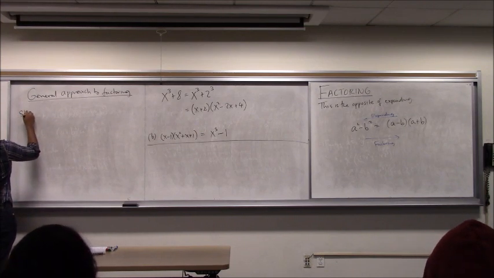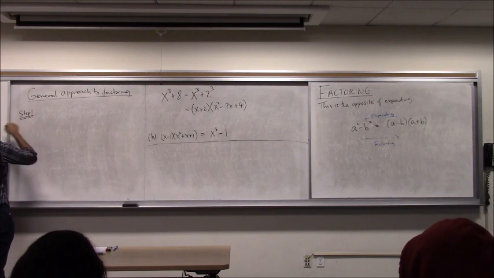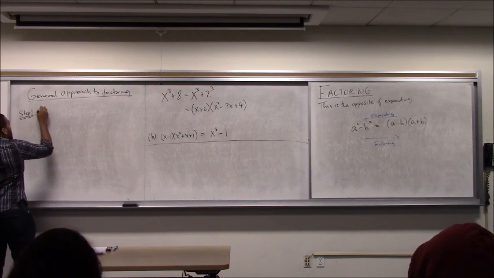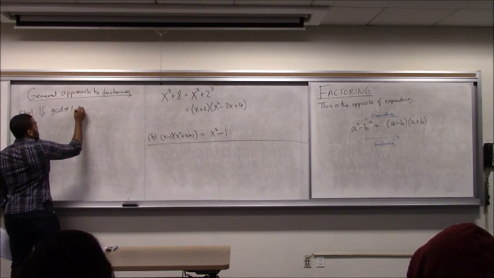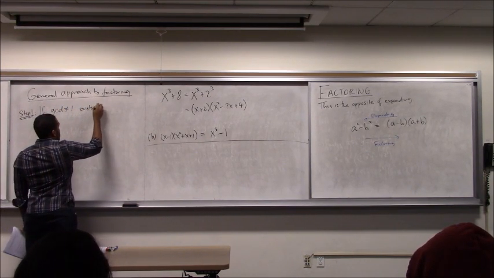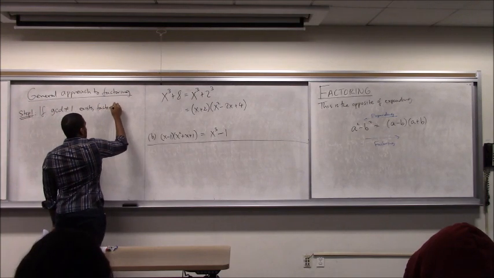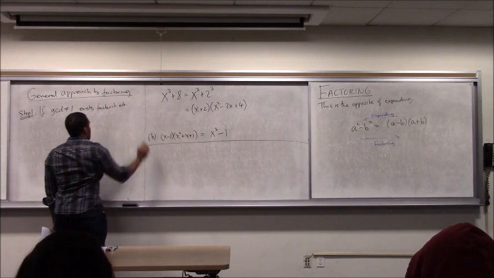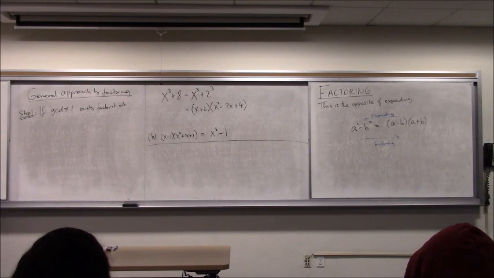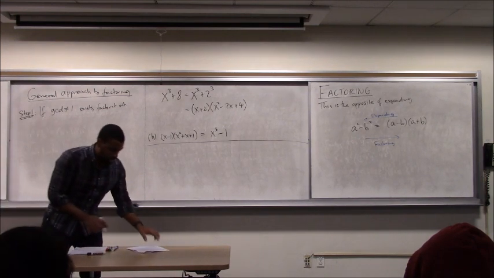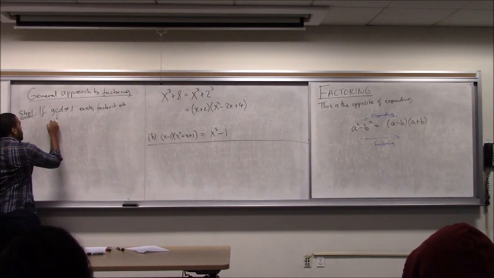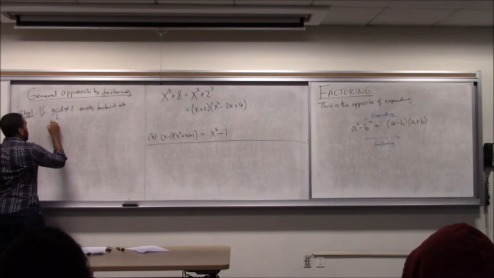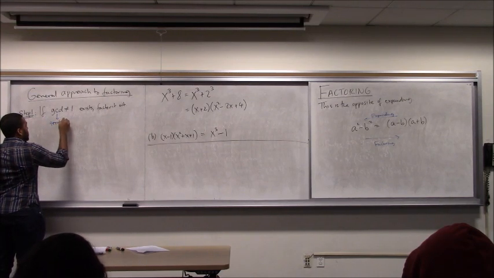Step one. If a GCD not equal to 1 exists, factor it out. It's kind of like what you were saying earlier about factoring out the x squared because it was common to both. So GCD, by the way, GCD stands for general greatest common factor.